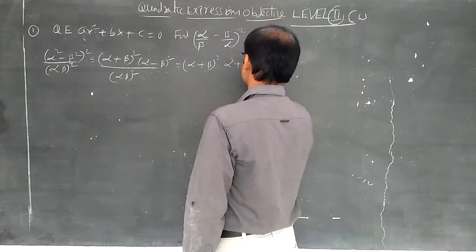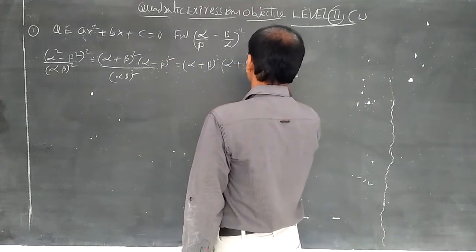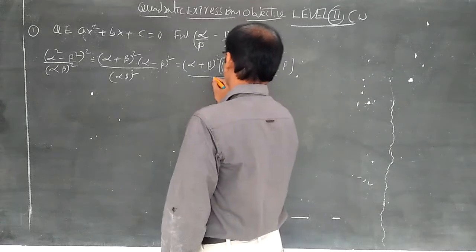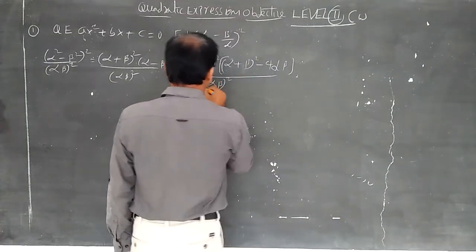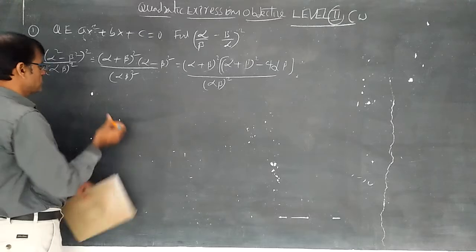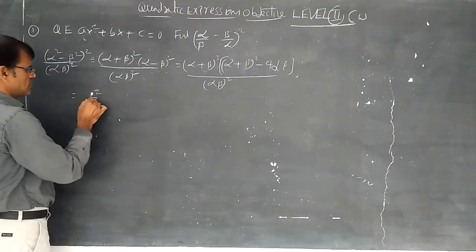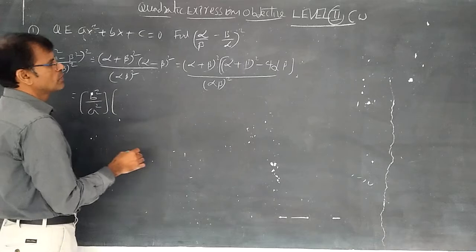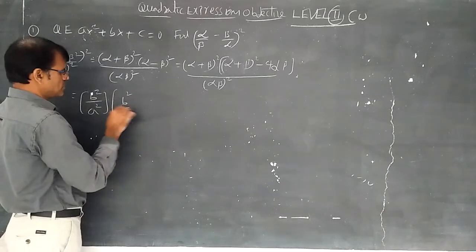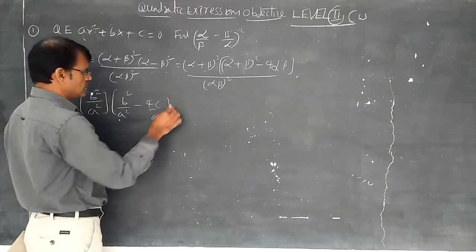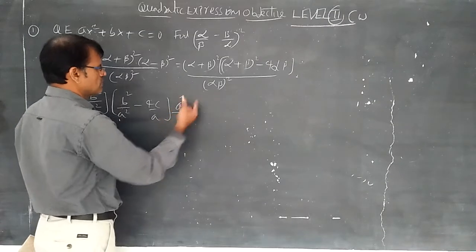Okay, let us write the first form: (alpha plus beta) whole square minus 4 alpha beta, whole by (alpha beta) whole square. This depends upon the sum of roots and product of roots concept. You can write (b square by a square) into (alpha plus beta) whole square, meaning here b square by a square minus 4c by a, into a square by c square.